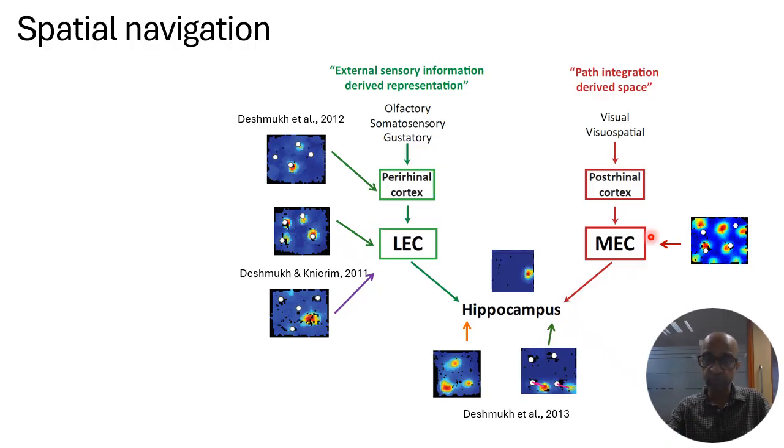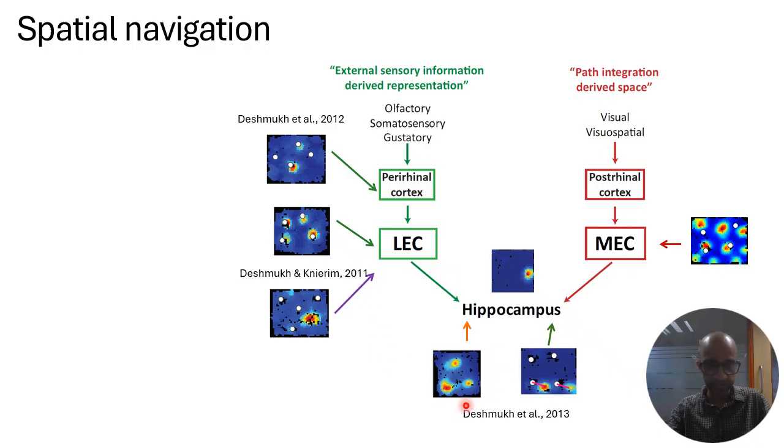So now these two forms of information, path integration derived spatial information from the medial entorhinal cortex, and object derived non-spatial as well as spatial information from the lateral entorhinal cortex, are converging together onto the hippocampus and enabling the hippocampus to create a representation of space. But it does much more than simply create a representation of space.